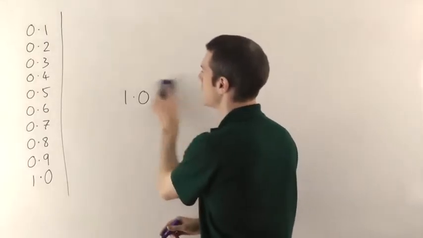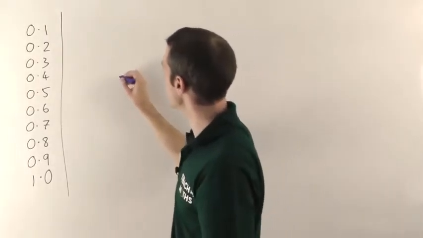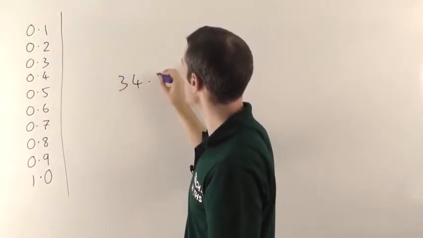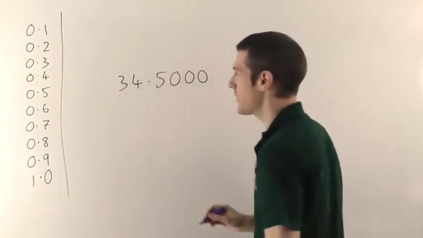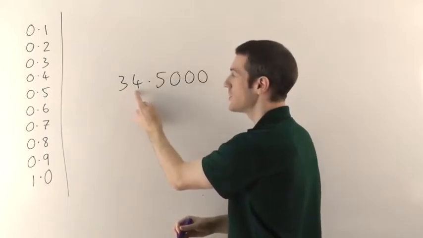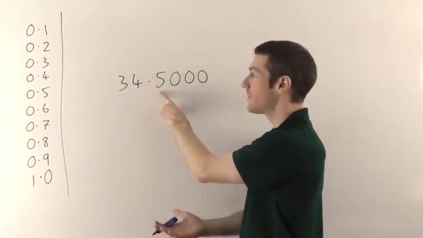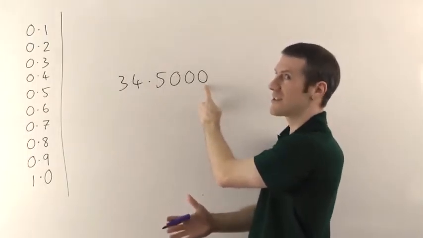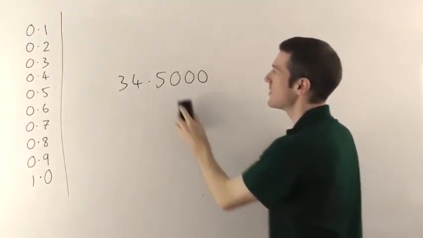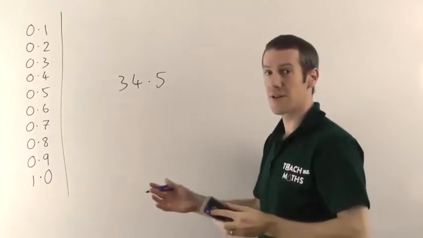Just quickly on that point, if I have a number like 34.5, lots of zeros, just to make this clear, so tens column, units column, tenths column, I've got 5 tenths, but then I've got no hundredths, no thousandths, no 10,000ths, so you don't need any of those. You never need zeros on the end.